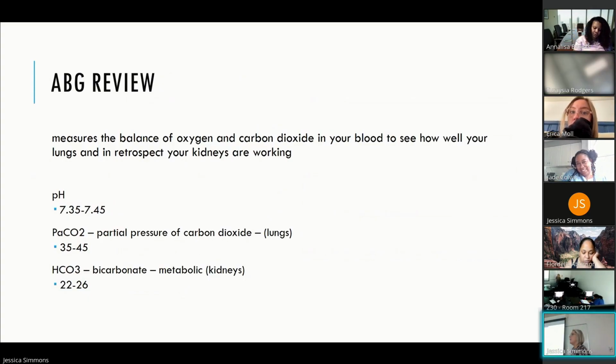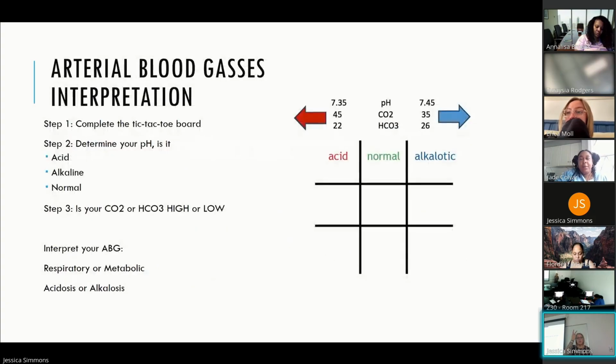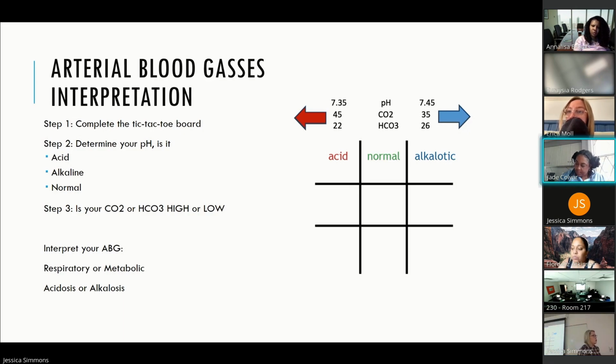What is our normal PaCO2? 35 to 45. And when we do our diagram, what do we need to do with it? Flip it. And then our normal HCO3, which is our bicarb, is what? 22 to 26.